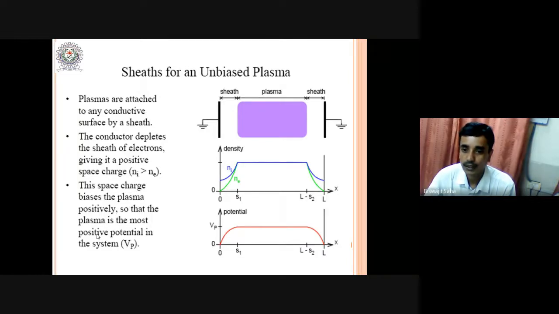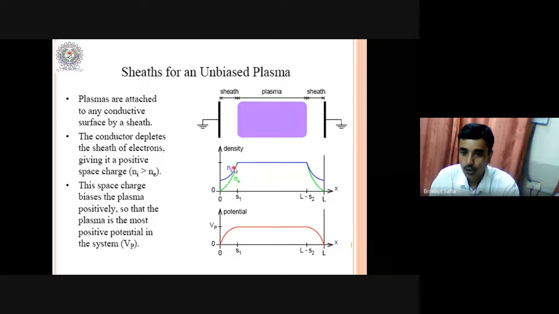And as we move to the inner part of the plasma, the potential increases. The potential distribution of the plasma is shown in the second plot here. You can see this is the potential distribution. The third figure is basically the potential distribution, and the second figure is the ion density and electron density distribution.